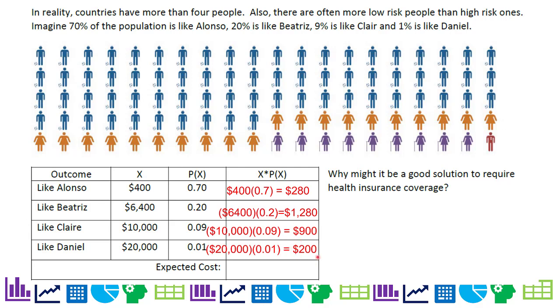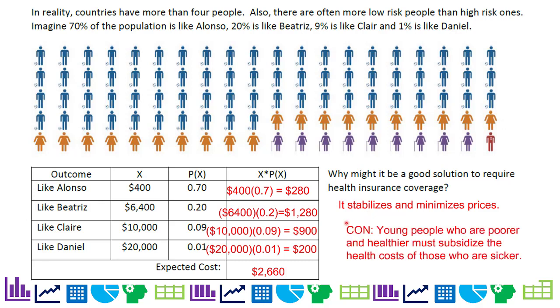So you can see actually, in the expected payout, the contribution from Daniel is one of the lowest ones that we see, just because it's a very low percentage of the population. And so our insurance, our total cost, when we add all these up, is $2,660. So why is this a good solution to require health insurance coverage? It stabilizes and minimizes prices. Now for you guys, there's a big con, right? Young people who are poor and healthier must subsidize the health cost of those who are sicker.